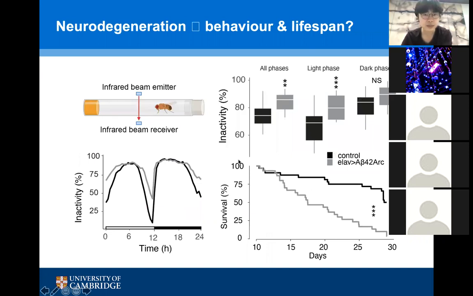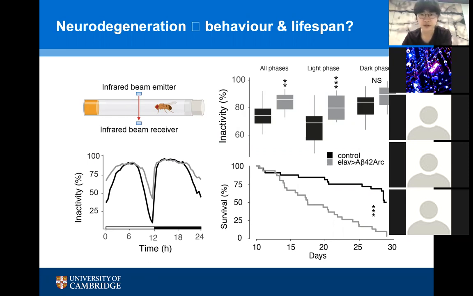And finally, in terms of the behavior and lifespan of these flies, we also see, using this infrared system, which records the activity of the flies, that flies overexpressing toxic amyloid beta are more inactive. So they sleep more, essentially. And if we quantify this curve, we can see that they sleep more, especially during the light phase. So they have what I would interpret as daytime sleepiness. And this is a feature that's also observed in patients with Alzheimer's disease.